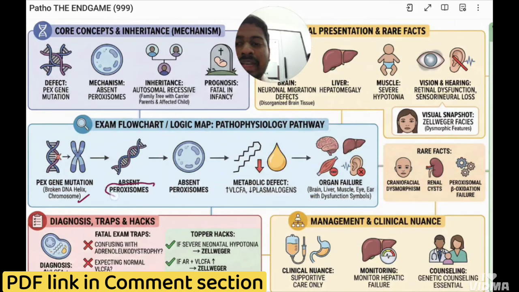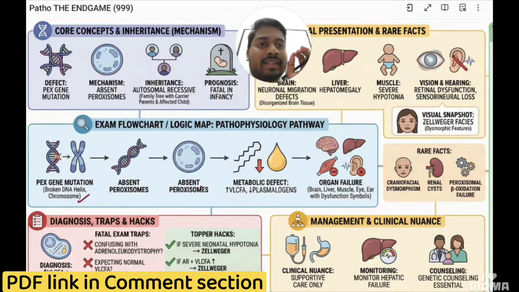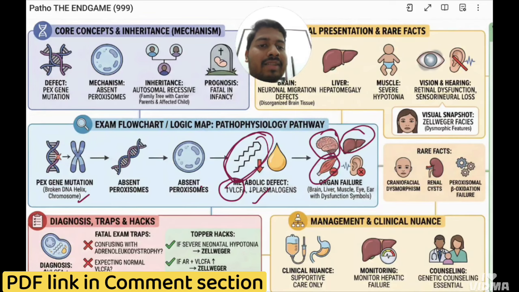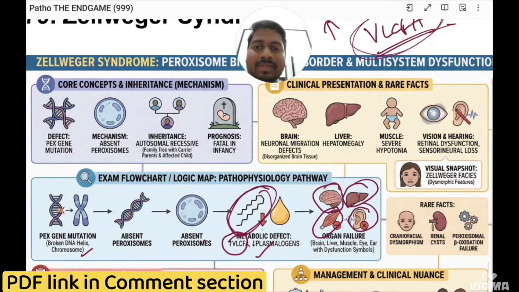Why PEX? Because it is linked to peroxisomes. So PEX gene mutation causes defect in the peroxisomes, so there are no peroxisomes. And what are peroxisomes related with? Their function is to process these very long chain fatty acids. So these fatty acids accumulate in which organ? It accumulates in the brain, the liver, the muscle, the eyes, and the ears. So there are various symptoms which we'll see.